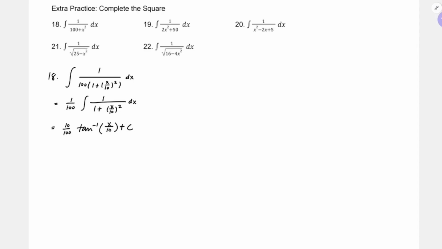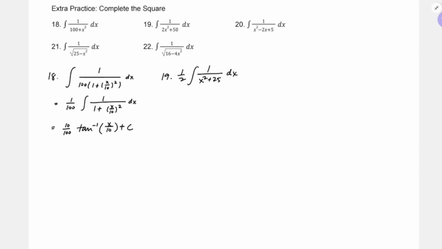For number 19, 2x squared and 50, I can factor the 2 out of both of those. So I think that's where I'm going to start, is factor out the 2 from the denominator, pull that outside the integral, so I have half of the integral of 1 over x squared plus 25. And this one, it's going to look very similar to number 18.